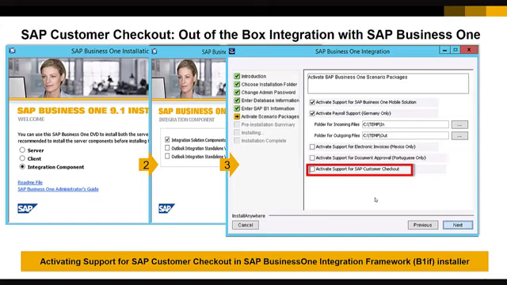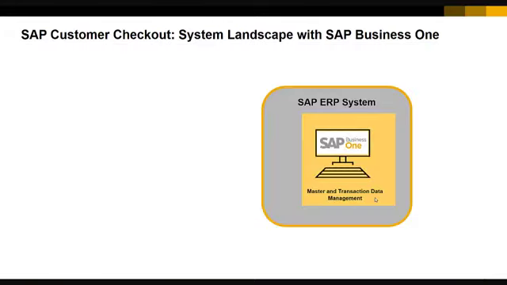Here I give you a brief introduction to what your customer system landscape will look like with SAP Business One and Customer Checkout. Your customer already has SAP Business One, where finally all your master data and transactional data will reside. SAP Customer Checkout talks to SAP Business One using the SAP Business One Integration Framework, or B1IF in short.